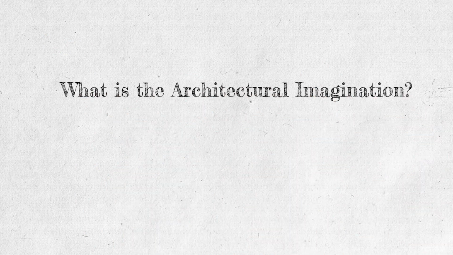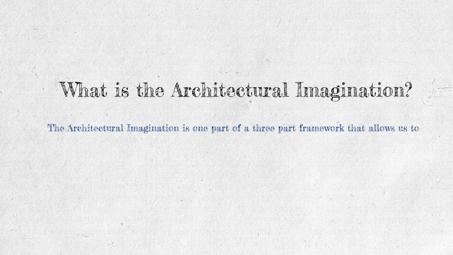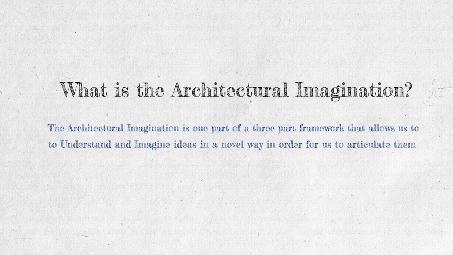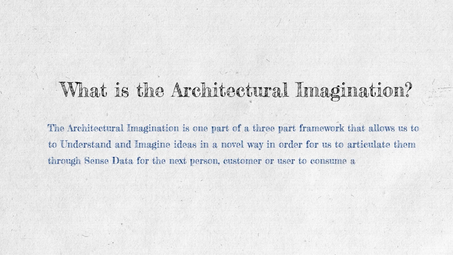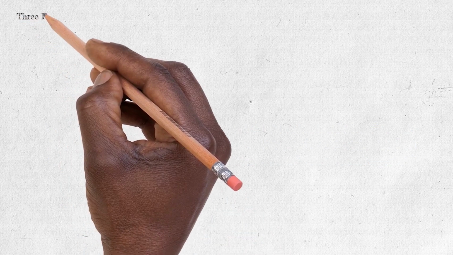What is the architectural imagination? The architectural imagination is one part of a three-part framework that allows us to understand and imagine ideas in a novel way in order for us to articulate them through sense data for the next person, customer, or user to consume and engage with. Check link below. This is a three-part framework that looks like this.